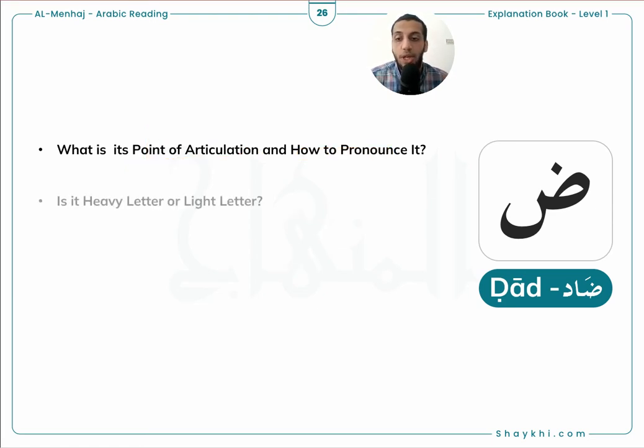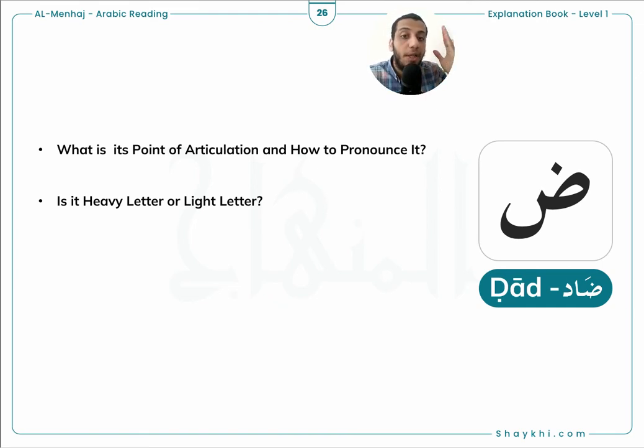Let's move to the next point, which is whether letter dad is a heavy letter or a light one. When we ask whether the letter is heavy or light, the translation is: the back of the tongue is raised or not. It's something called al-isti'la or al-istifal. Al-isti'la means the back of the tongue is raised. Al-istifal means the back of the tongue is not raised.